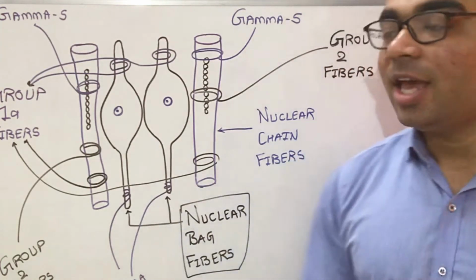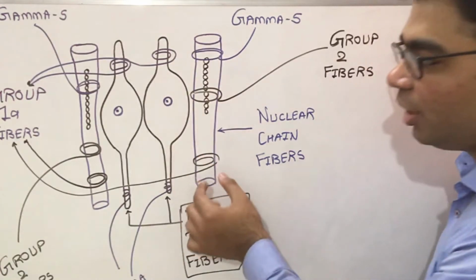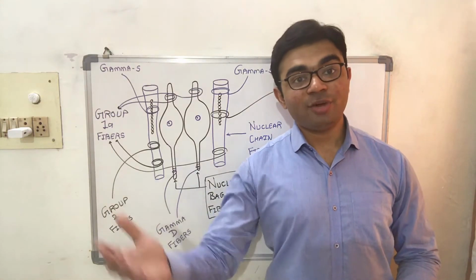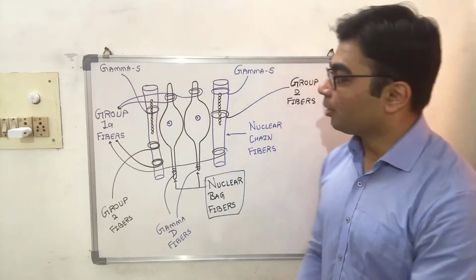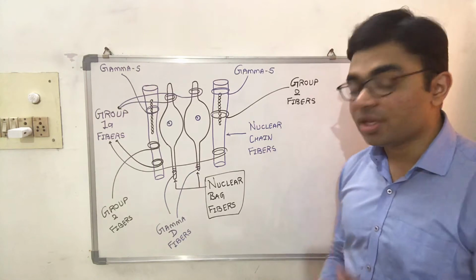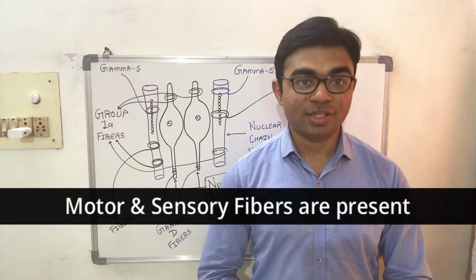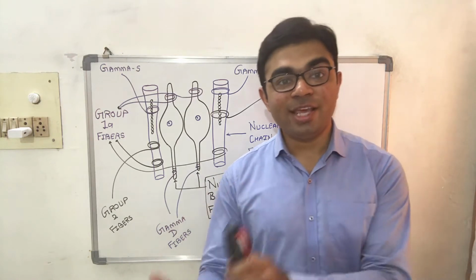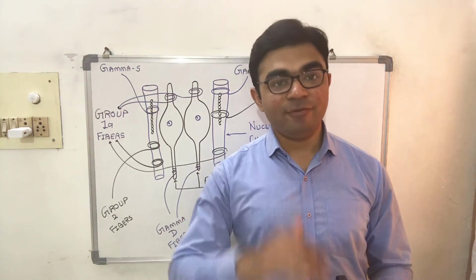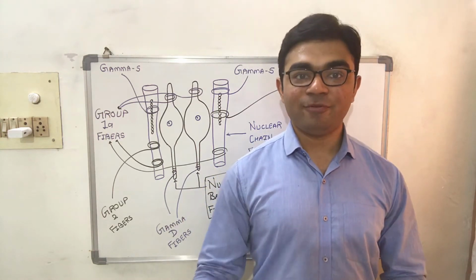Another type is the nuclear chain fibers. As you can see, these are very long and cylindrical in shape. Coming to the innervation, both the nuclear bag fibers as well as the nuclear chain fibers have motor as well as sensory innervation, meaning afferent and efferent fibers are both present. First I will talk about the afferent or sensory, and next the motor or efferent pathways.